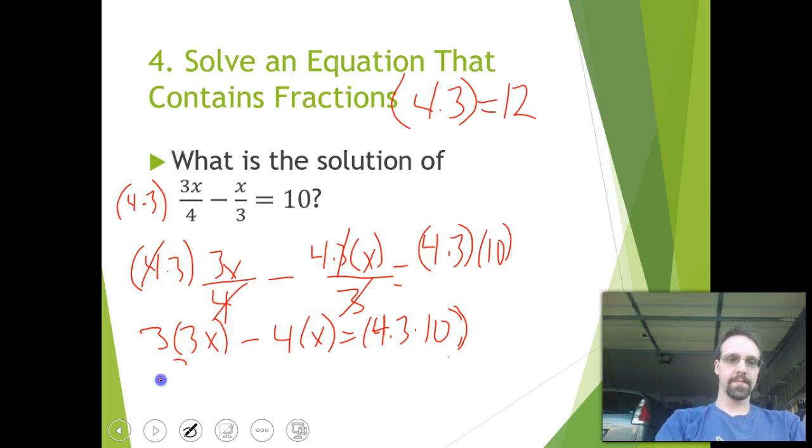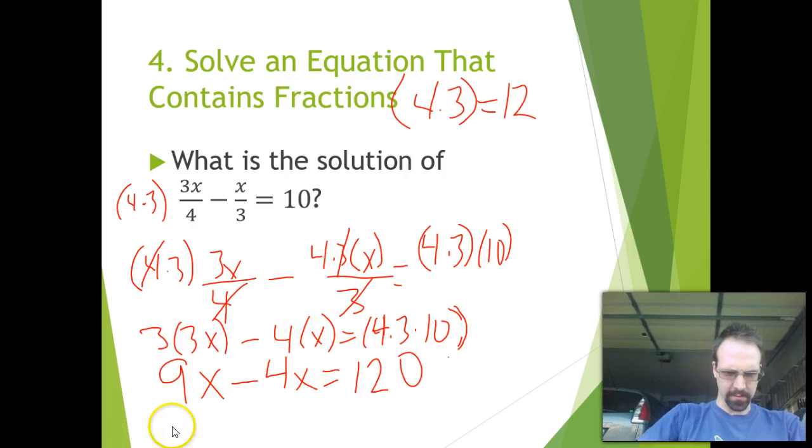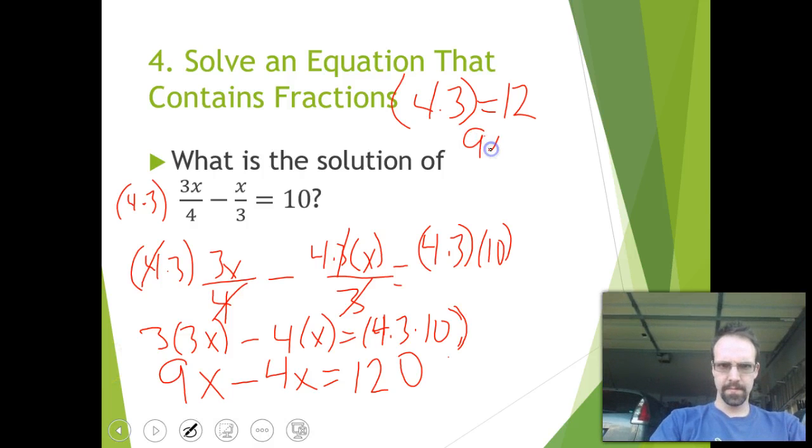3 times 3x is 9x minus 4x. And then I have 4 times 3 times 10. 3 times 10 is 30, times 4 is 120. Bam. Now I've got 9x minus 4x equals 120. I'm going to go ahead and do my work up here. So 9x minus 4x is 5x.